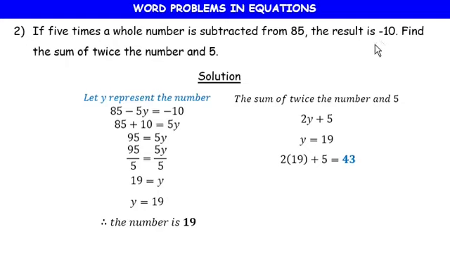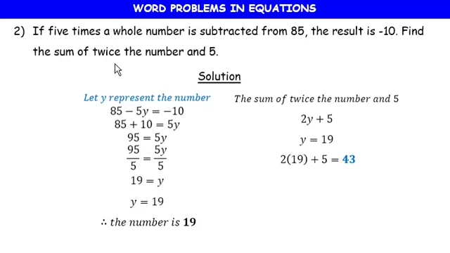The result is, now under word problems, whenever you see the result is, the answer is, how do you represent it mathematically? That is when you bring the equal to sign, right? So whenever you see the result is, the answer is, it means equal to. So here 85 minus 5y is equal to -10. Find the sum of twice the number and 5.